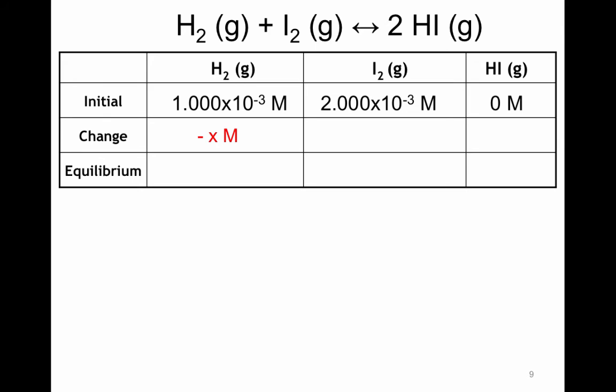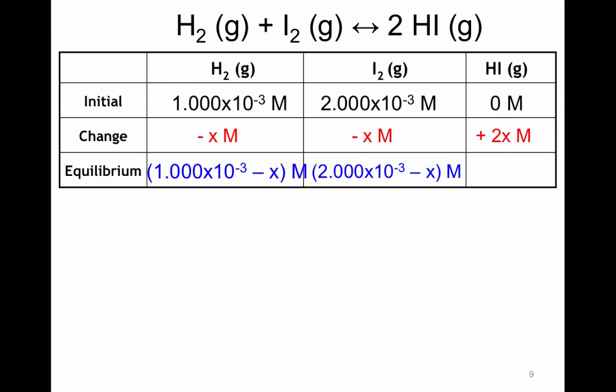I need to take away from the reactant, so minus x, but then plus 2x, again for the same reason as we referenced before. The 2 comes from the coefficient in front of HI. And so my equilibrium concentration is as follows. I'm subtracting x from both hydrogen and iodine, and then I'm adding 2x to HI.